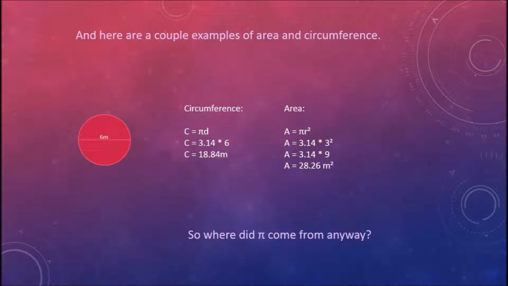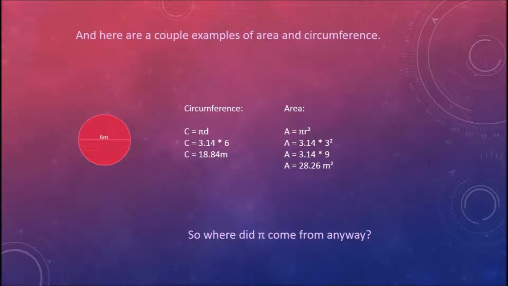For area, A equals pi r squared, substituting 3.14 again for pi, times our radius of 3 meters squared. So 3.14 times 9 equals 28.26 square meters.